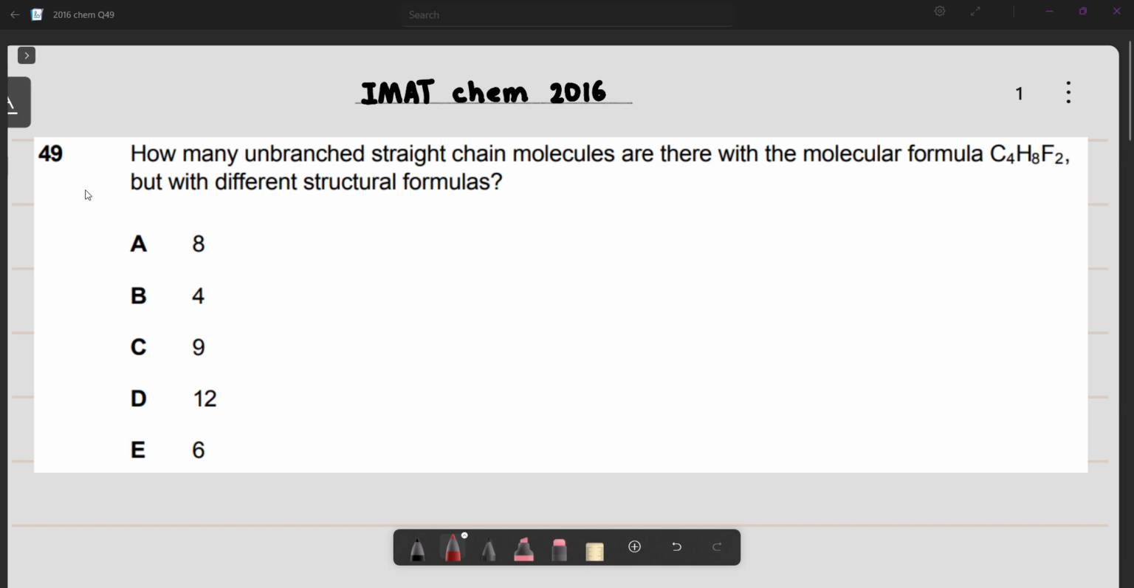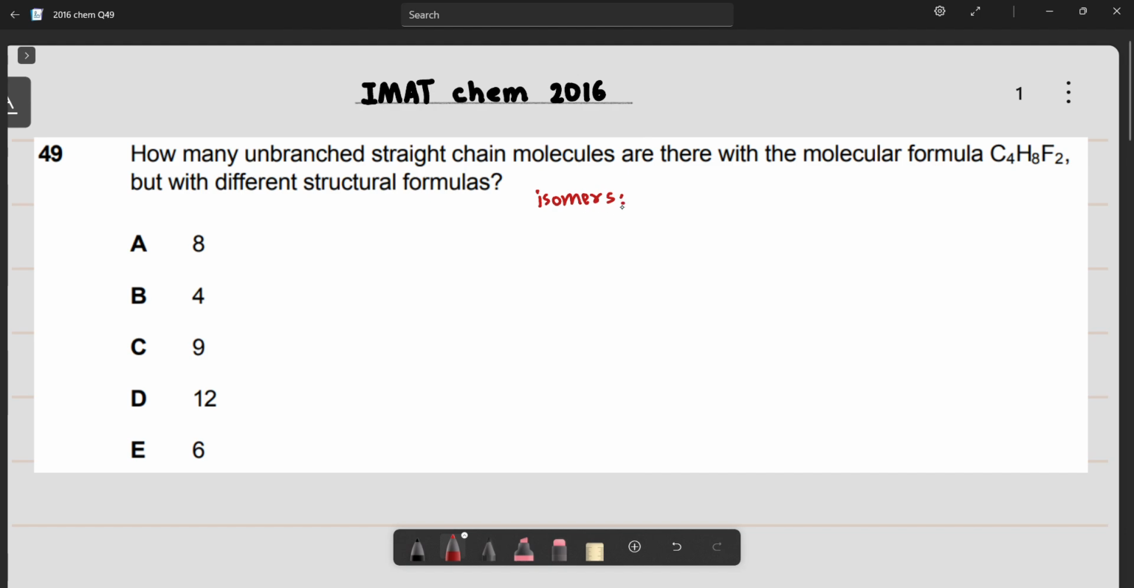Okay, welcome back. This is question 49 from the chemistry section in the IMAT 2016 past paper. So I will be explaining this question. It says: how many unbranched straight chain molecules are there with molecular formula C₄H₈F₂ but with different structural formulas? So we know that this question is related to isomers. Okay, so we must recall the most basic definition about isomers.